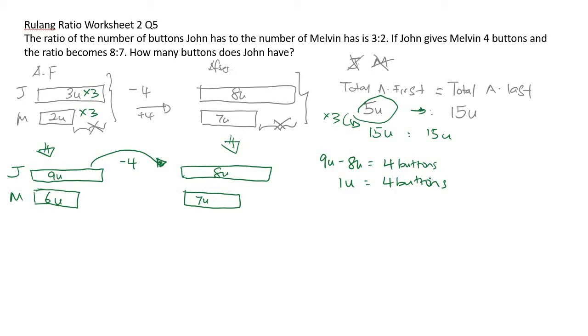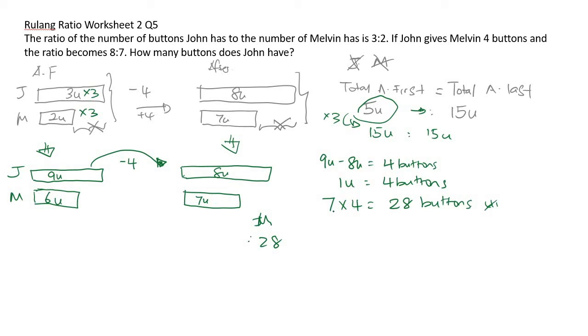So how many units does John have? John is over here, right? If I put 7 times 4, it is 28 buttons. So over here is 28 buttons. Maybe you would ask me, how do you check if your 28 buttons is correct? I can check the ratio. So here is John, right? Here is Melvin. Melvin is 28 buttons.